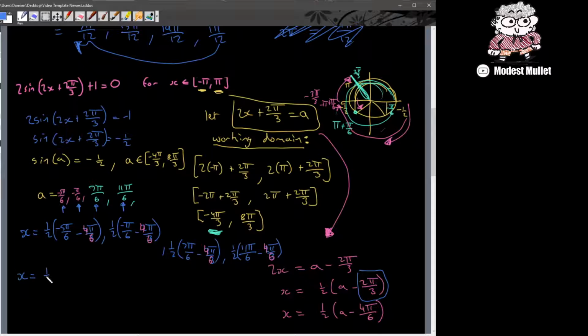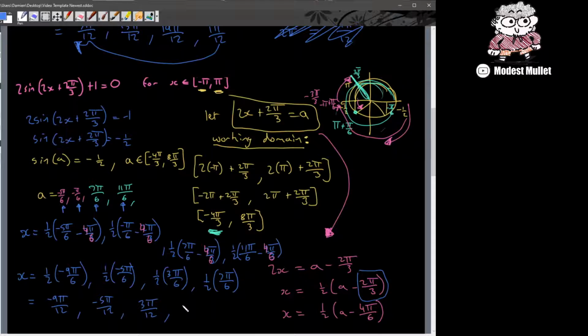So I now get x is equal to half by negative 5 take away another 4 is negative 9 pi on 6. Get half by negative 5 pi on 6. Half by 7 take away 4 is 3 pi on 6. And then half by 11 take 4 is 7 pi on 6. Apply the halves, so I get negative 9 pi on 12, negative 5 pi on 12, 3 pi on 12, and 7 pi on 12.